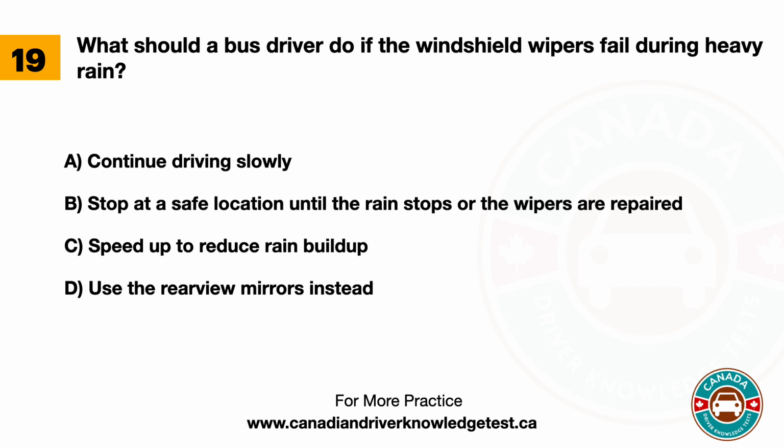Question 19. What should a bus driver do if the windshield wipers fail during heavy rain? A. Continue driving slowly. B. Stop at a safe location until the rain stops or the wipers are repaired. C. Speed up to reduce rain buildup. D. Use the rearview mirrors instead. The answer is B. Stop at a safe location until the rain stops or the wipers are repaired.